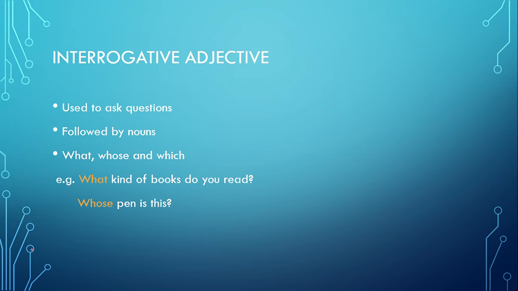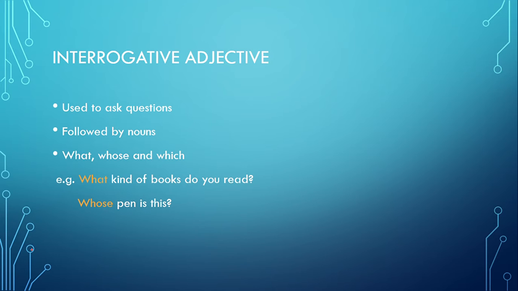So in today's lecture we will be continuing the kinds of adjective. I have told you earlier that adjective is that part of speech that modifies a noun or that tells something more about a noun. So the type number one that we will be discussing today is interrogative adjective. As the name itself suggests, it is the adjective that is used to ask questions. Do remember that it is always followed by a noun. What, whose, and which. These three words are interrogative adjectives.